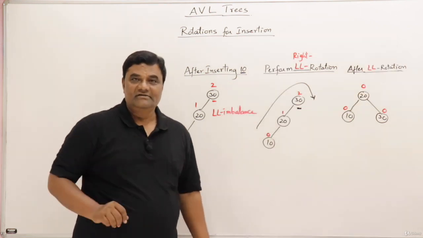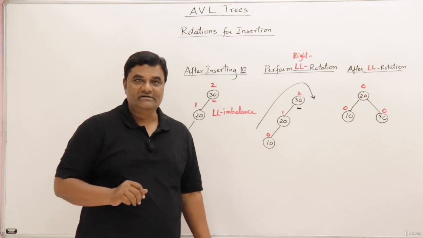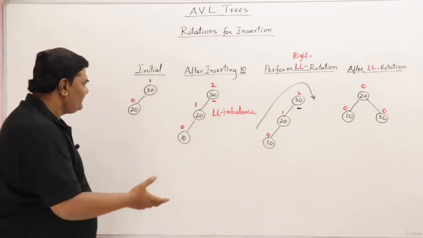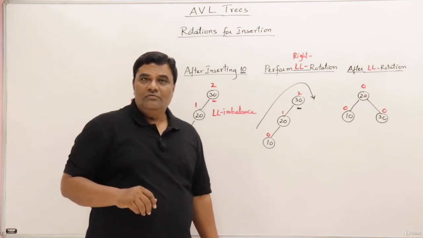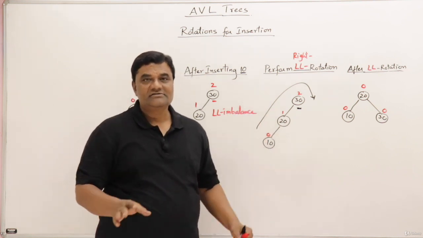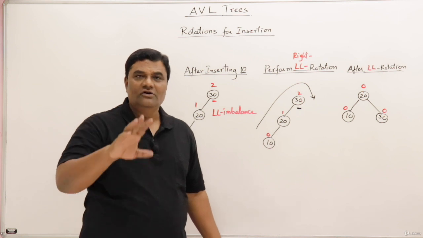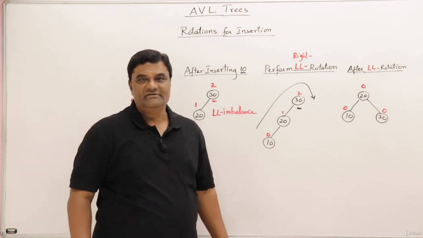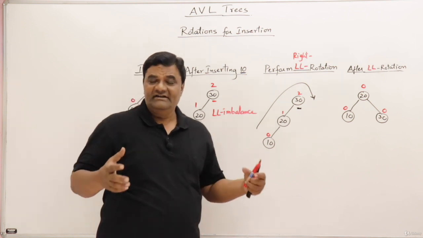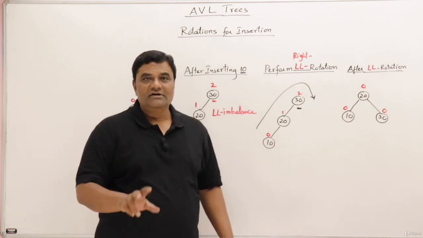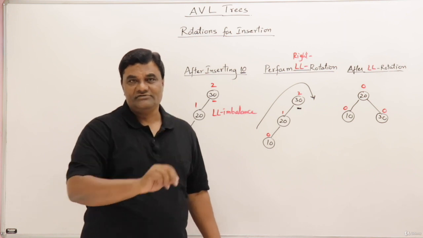Now the second important thing. You may be thinking that I have taken just a small tree with just 3 nodes. What should I do if the tree is very big? So don't worry. Rotations are always done with 3 nodes only. Even if a tree has 1000 nodes, rotation is performed over 3 nodes only.